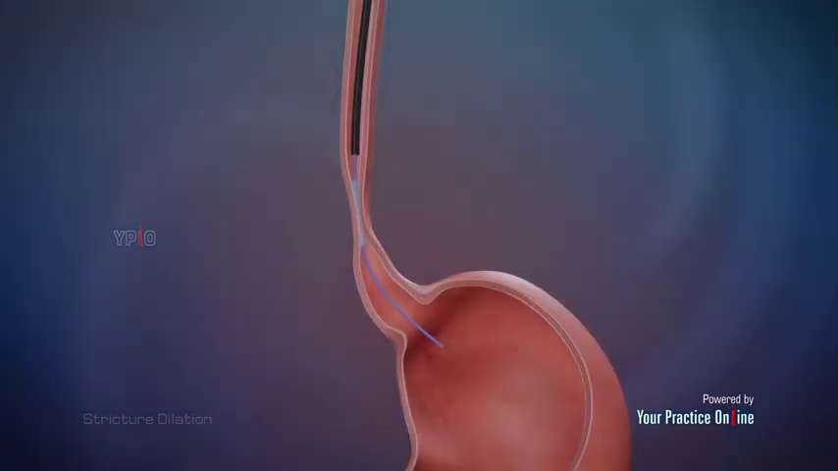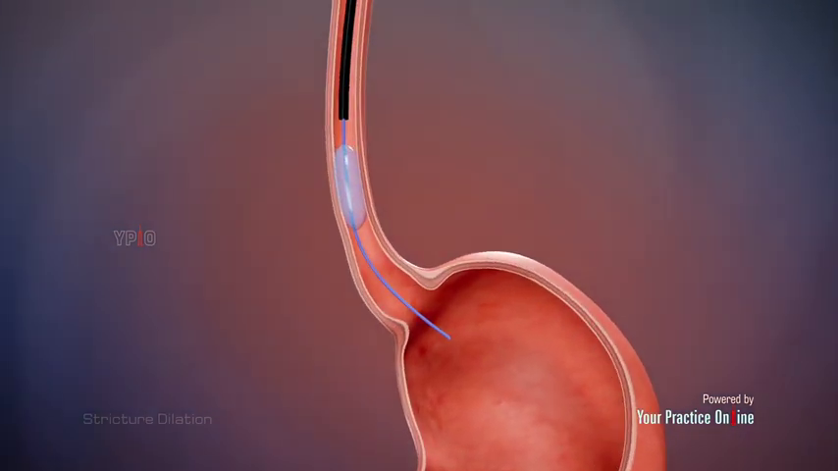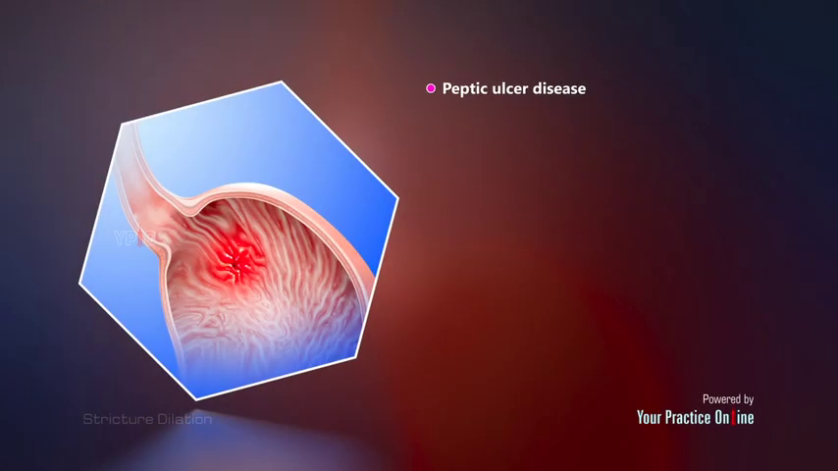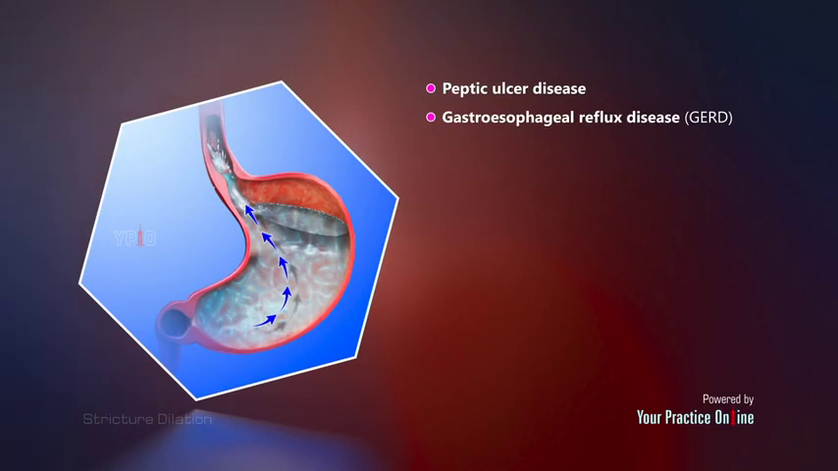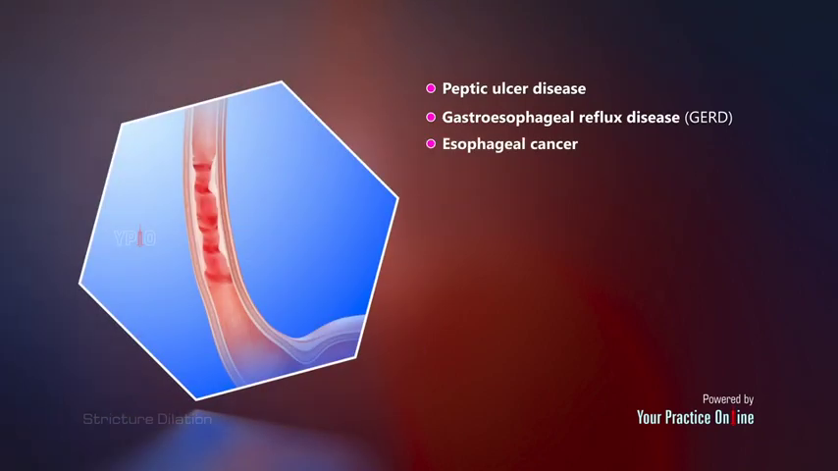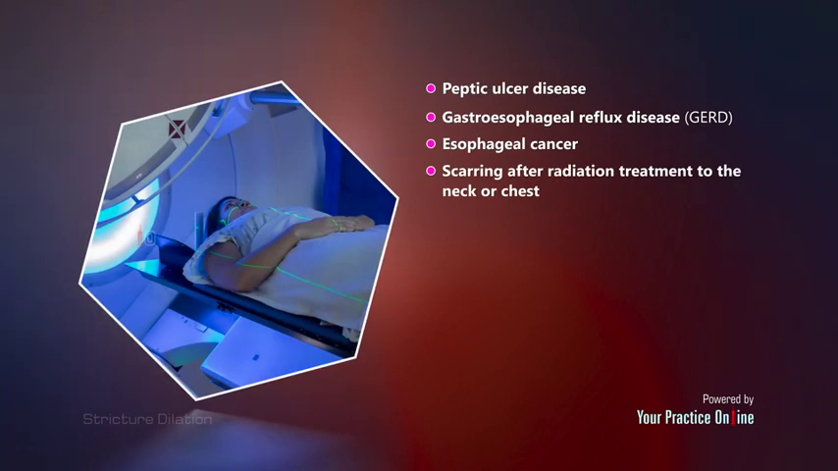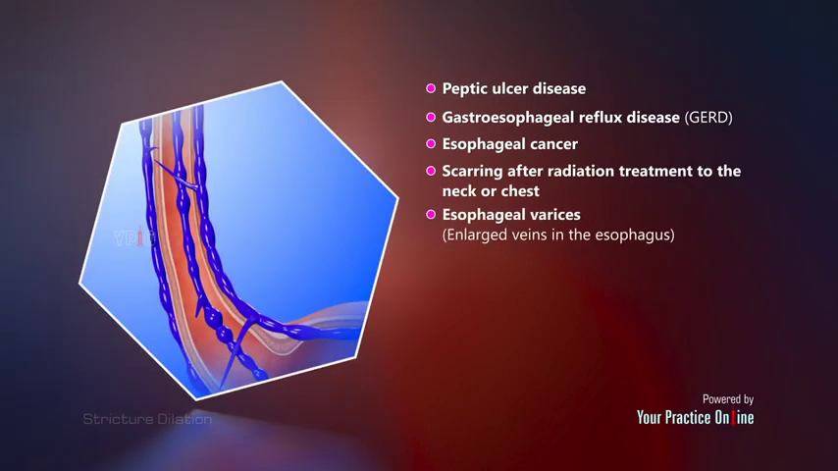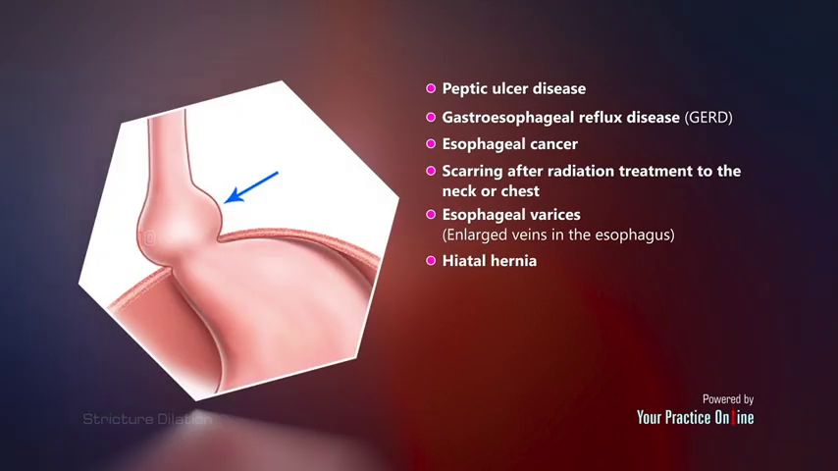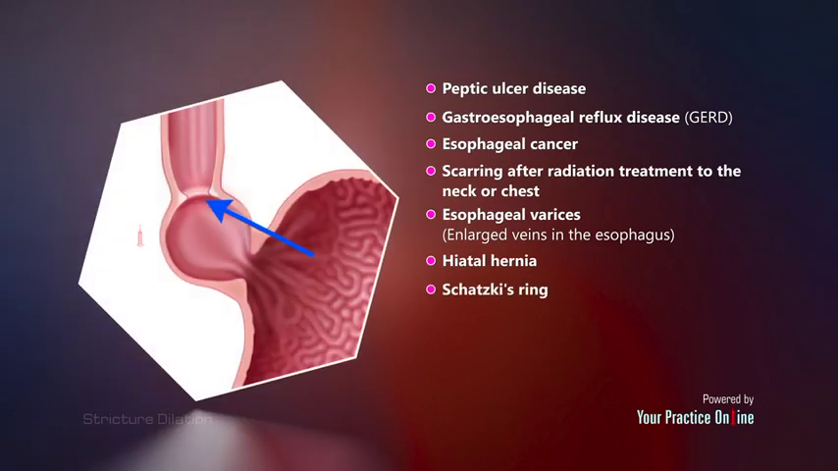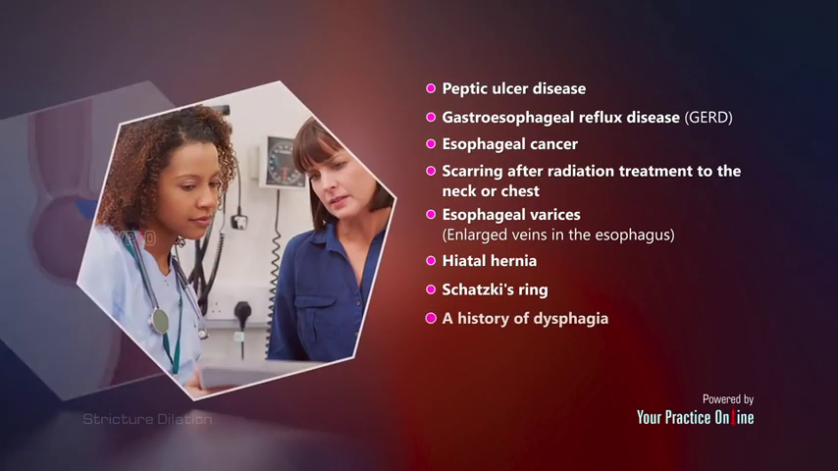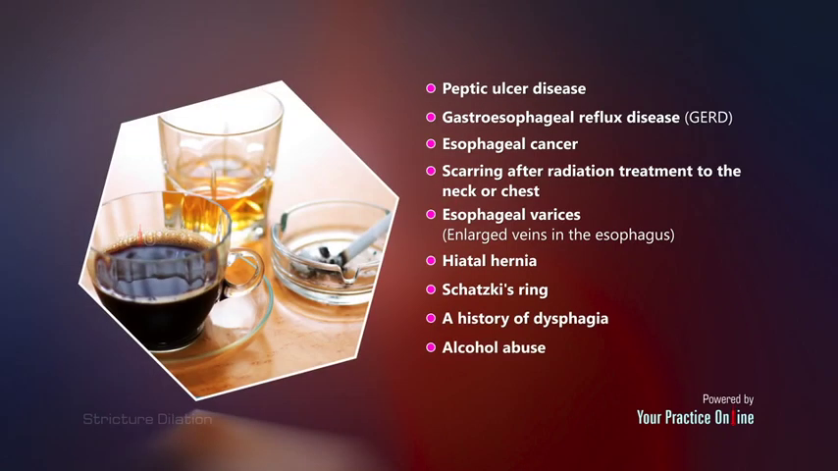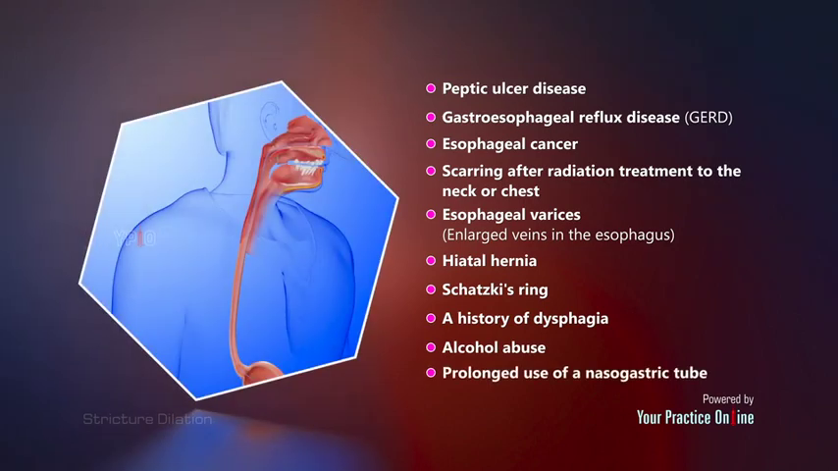Indications. Stricture dilation is mainly recommended for the treatment of esophageal strictures that result from conditions such as peptic ulcer disease, gastroesophageal reflux disease, GERD, esophageal cancer, scarring after radiation treatment to the neck or chest, esophageal varices, enlarged veins in the esophagus, hiatal hernia, Schatzki's ring, a narrowing of the lower esophagus that can cause swallowing difficulty or dysphagia, a history of dysphagia, alcohol abuse, prolonged use of a nasogastric tube.